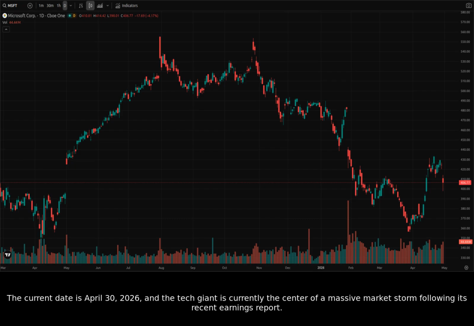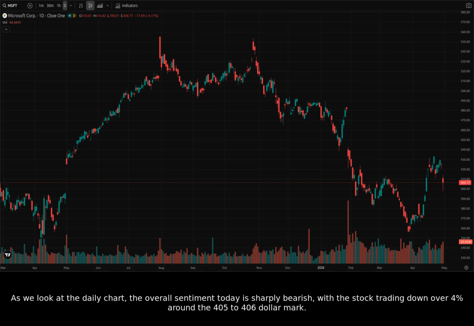The current date is April 30th, 2026, and the tech giant is currently the center of a massive market storm following its recent earnings report. As we look at the daily chart, the overall sentiment today is sharply bearish, with the stock trading down over 4% around the $405 to $406 mark.